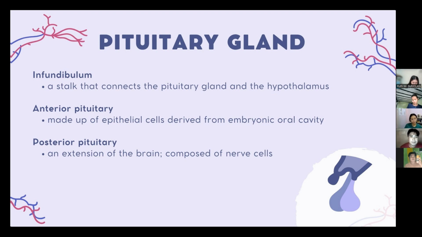Next is the posterior pituitary, an extension of the brain composed of nerve cells. It is also known as the neurohypophysis, located at the back lobe of your pituitary gland. The hormones produced in this posterior pituitary gland include vasopressin and oxytocin.